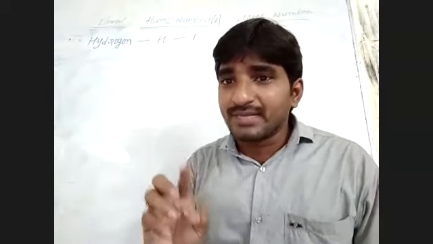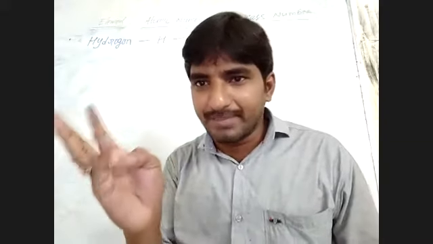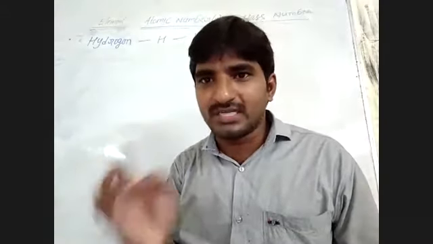In this way, what is the mass number? How can you calculate the mass number? I told you in the first session, mass number means atomic number plus number of neutrons. What is the meaning of atomic number? The number of electrons or number of protons is called the atomic number. So here mass number is Z plus N.